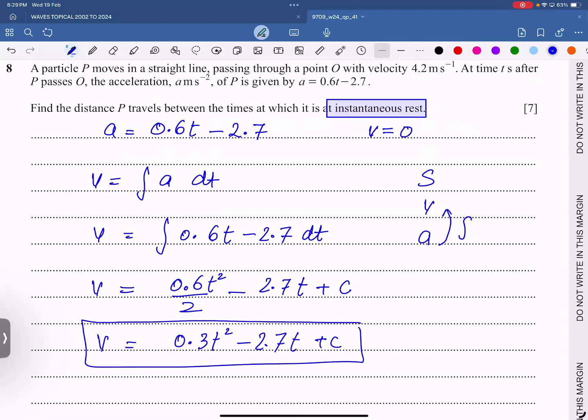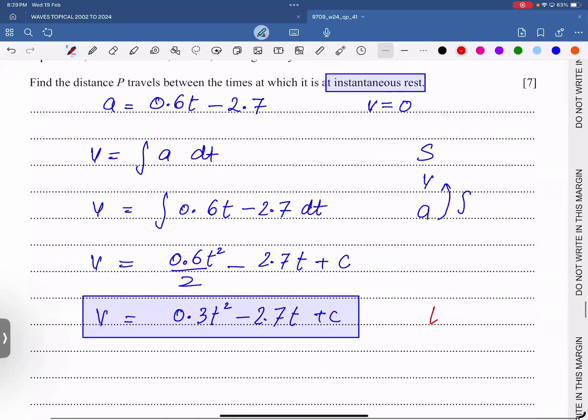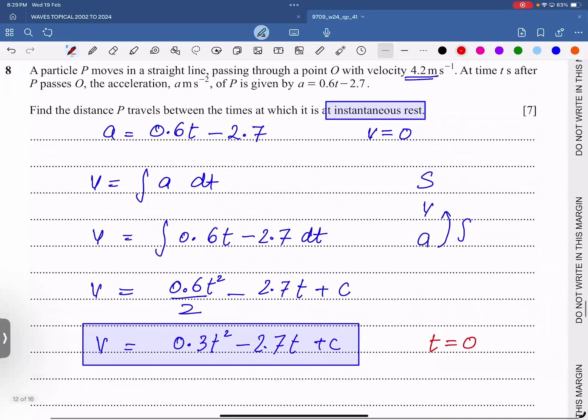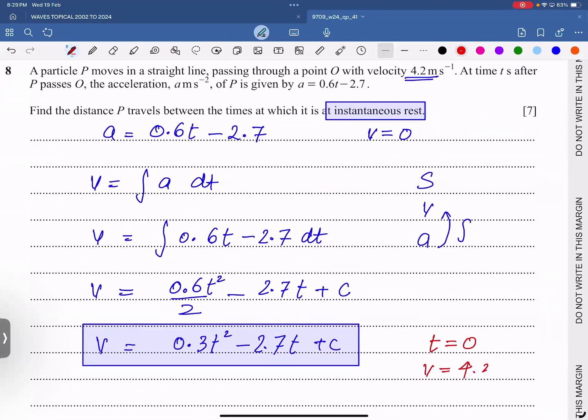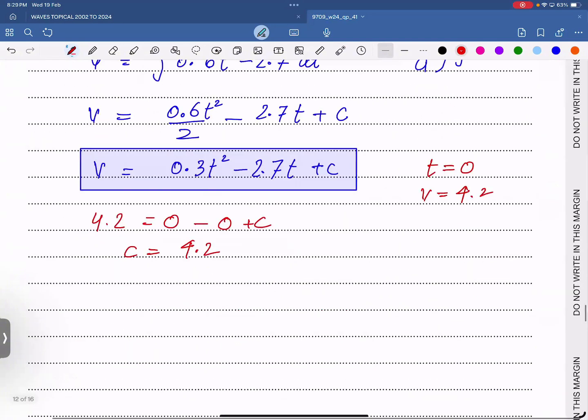Now let's find c. When time was 0, it started to move. Look here, my dear students. When time was 0, it started to move at speed 4.2. So substitute t equal to 0 and v equal to 4.2. If you substitute, 4.2, 0 minus 0 plus c is equal to 4.2. Dear students, the velocity expression comes 0.3t squared minus 2.7t plus 4.2.